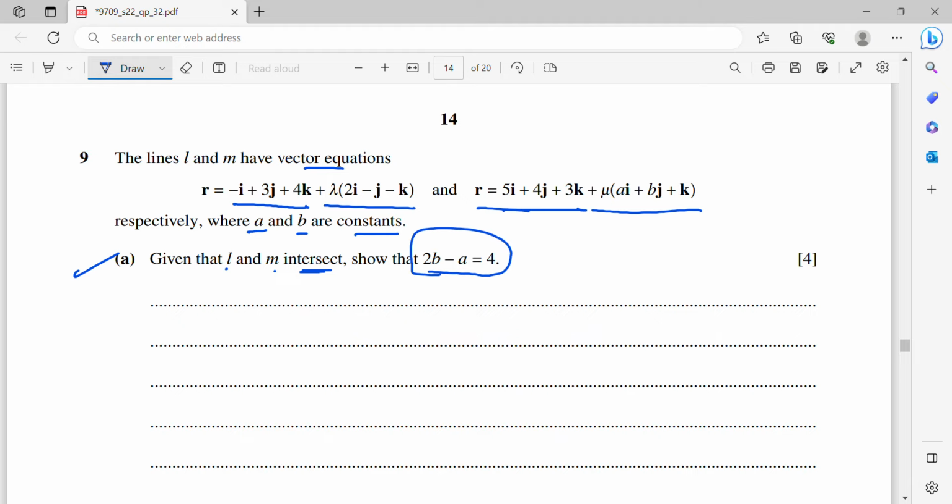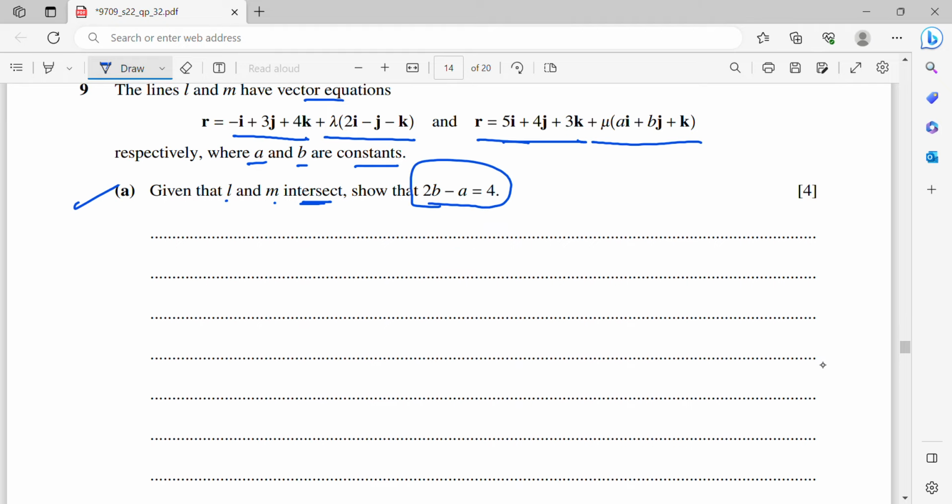Okay, so when they are intersecting means that R1 equals R2. First R equals second R. So now I will write RL equals RM.